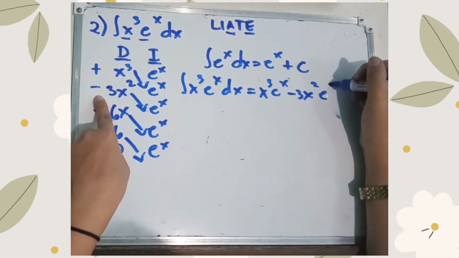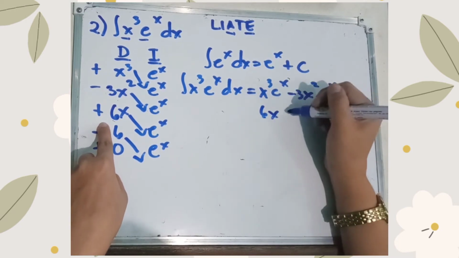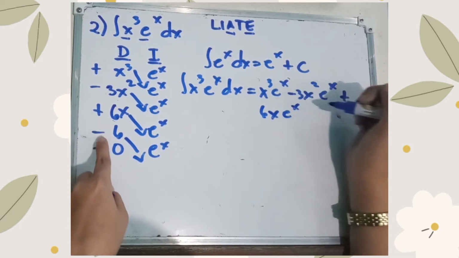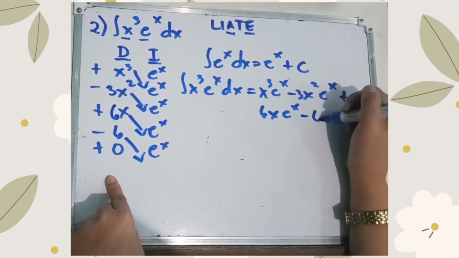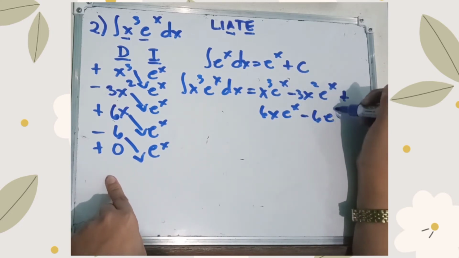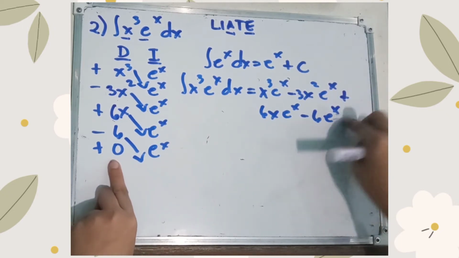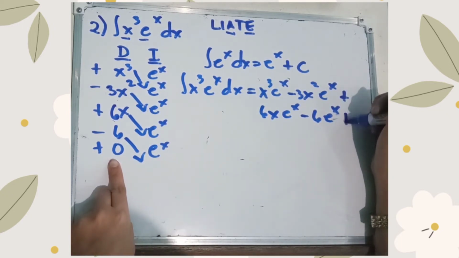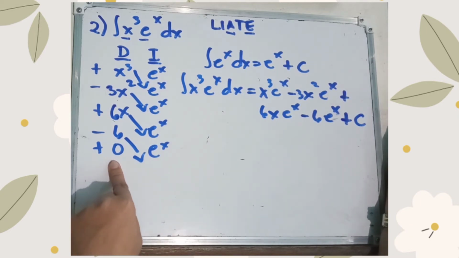plus 6x e raised to x minus 6 e raised to x. We stop there since the next number is 0. Then again, do not forget your constant of integration, c.